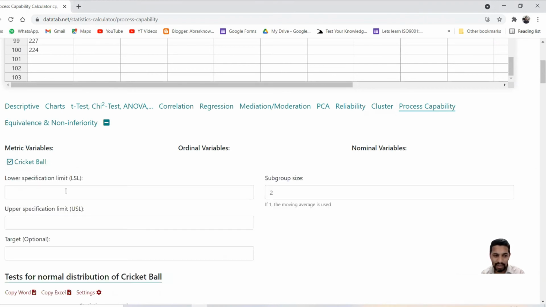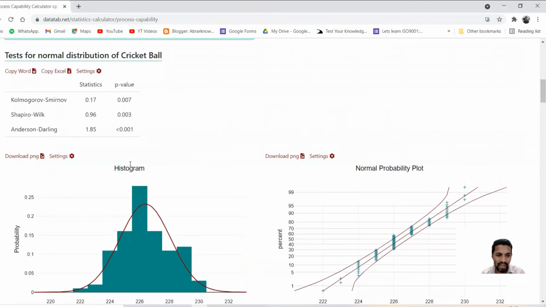So, cricket ball. What is the LSL? 224. What is the USL? 229. And what is the target? 227. So this is what has been given. Immediately all these values come out. What is the statistic value? What is the p value, and all that.